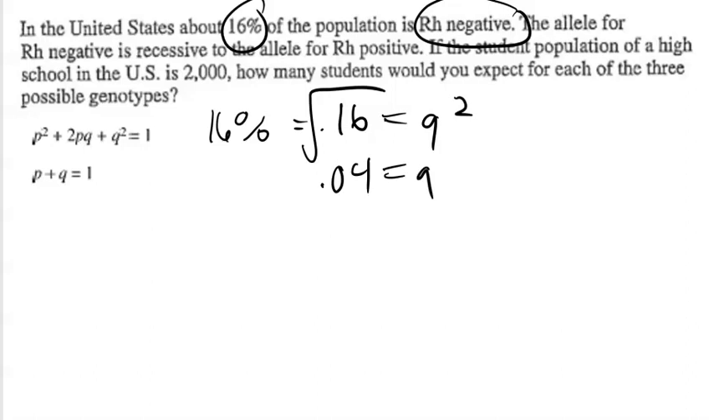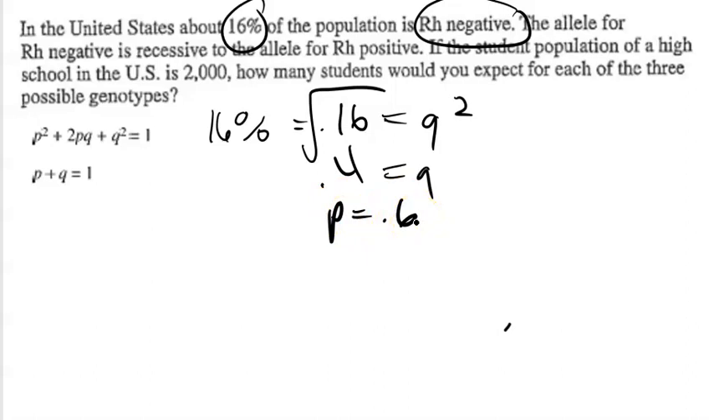Actually, now that I'm looking at that, that is not 0.04. That should be 0.4. So your Q equals 0.4. So your P equals 0.6.